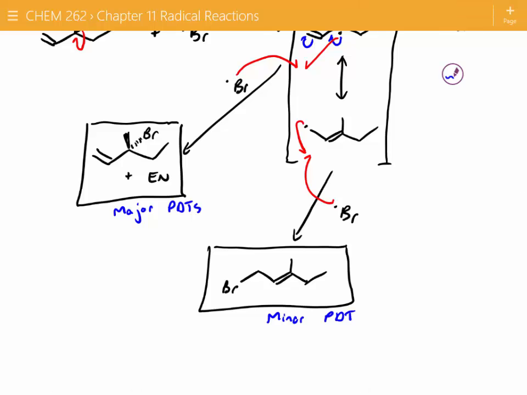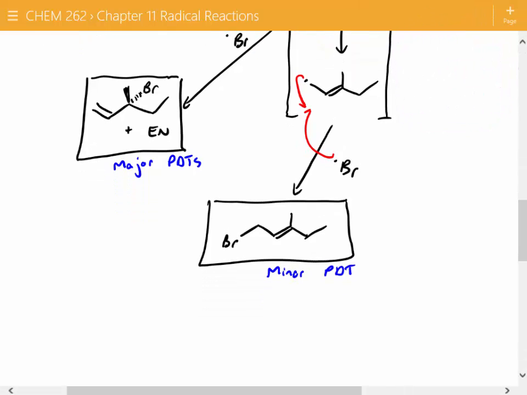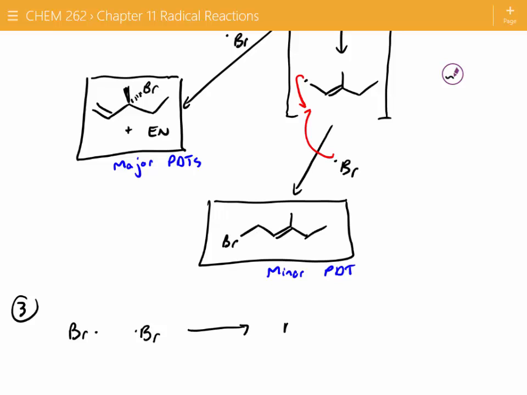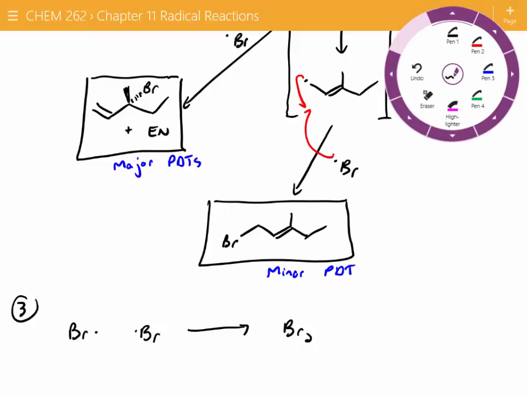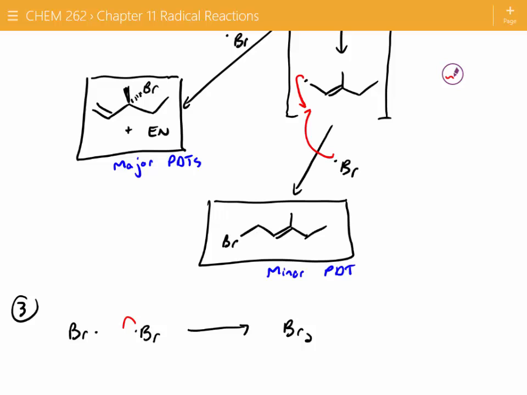The last step will be your termination. So we've got Br dot, and I'm just going to have it react with Br dot. And this can give Br2. But at this point, we're more or less done with the reaction. Ideally, you don't want to make very much Br2 because that can react with your alkene. But I'm just trying to show your termination step.